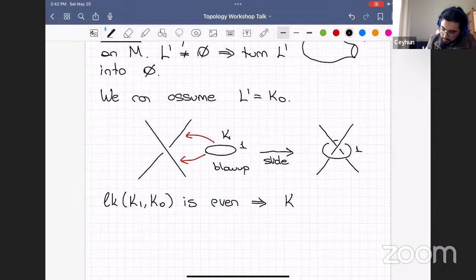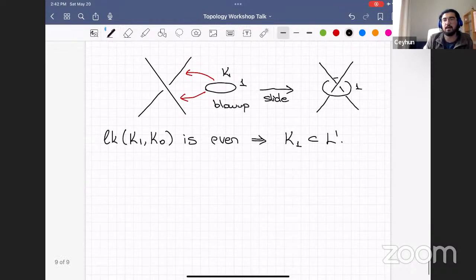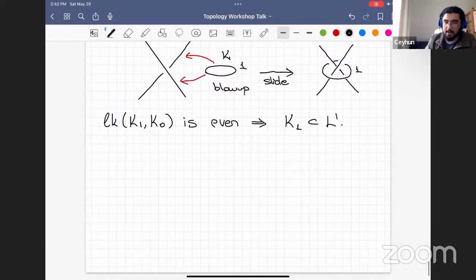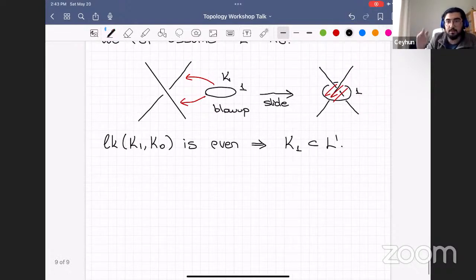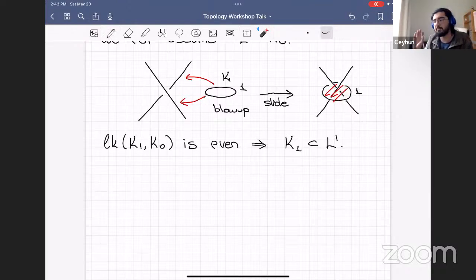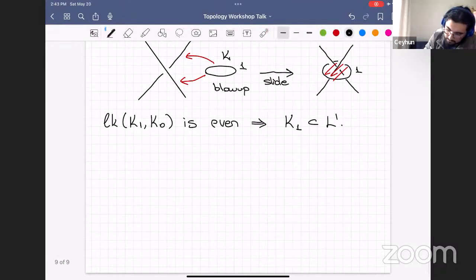So K1 is in L prime. So now we have an unknotted, unknot K0, and then we have a bunch of knots which looks like this, and we can see those as bands. And it turns out that using the same technique, blowing up and handle sliding, we can assume that these bands are not tangled with each other. We can assume that these bands are separate from each other. So at the end, this gives us a picture like this.